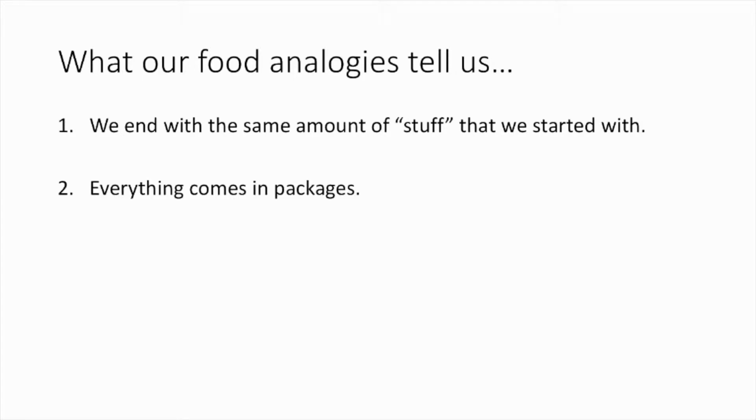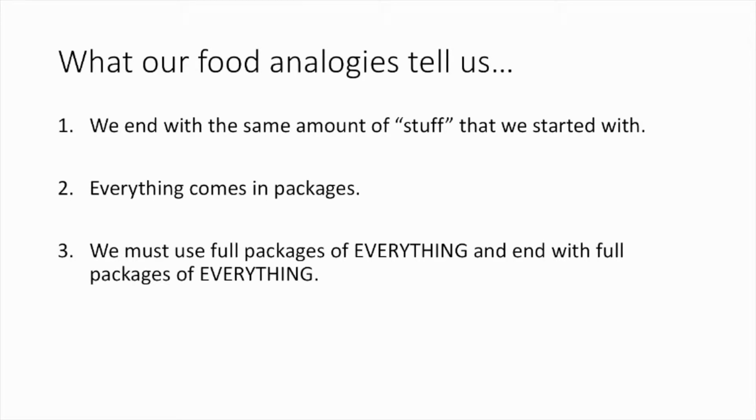The second thing that we learn from this is that everything comes in packages, and you can't buy part of a package. You have to get the package that things come in. And so the last thing that I'm going to say is that when we're talking about chemistry, we have to use full packages of everything, and we have to end up with a full package of everything. In that last example, our package was a sandwich, right? But we couldn't have a half sandwich or whatever. We had to make full sandwiches.